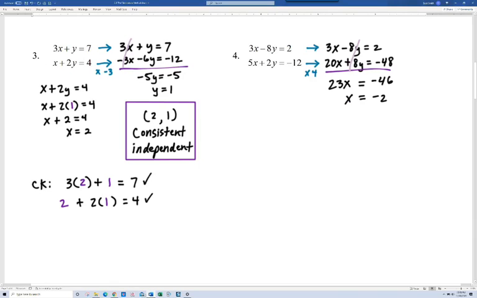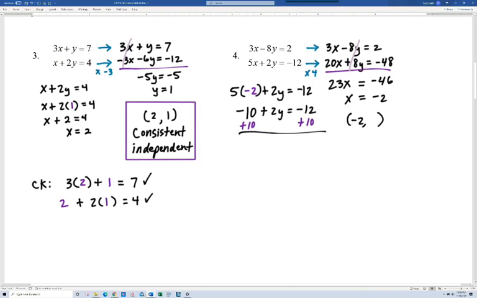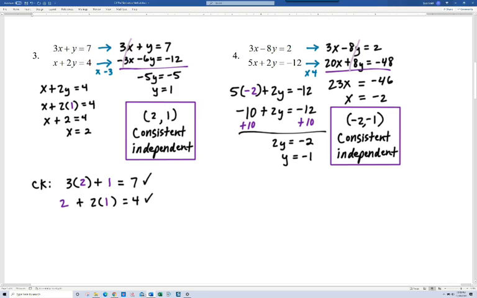So let's go ahead and use the second equation here. It really doesn't matter. I just thought I'd like the second one a little bit better. I'm plugging negative 2 in for x. We're going to get negative 10 plus 2y is equal to negative 12. We'll want to add 10 to both sides. We get 2y equals negative 2, which means y is negative 1. So again, our system is consistent and also independent.